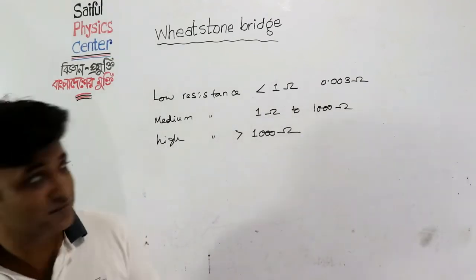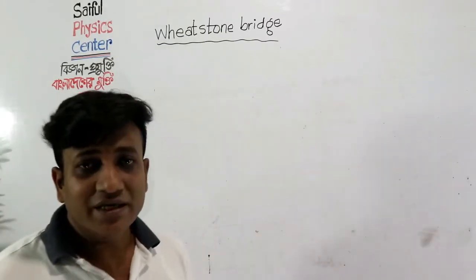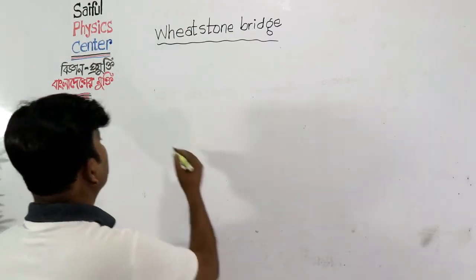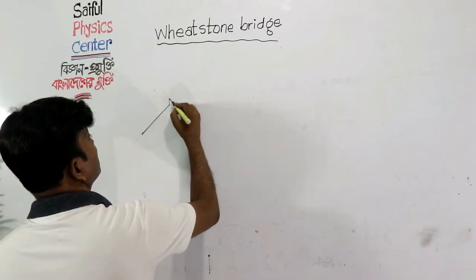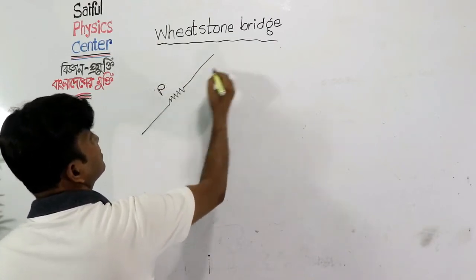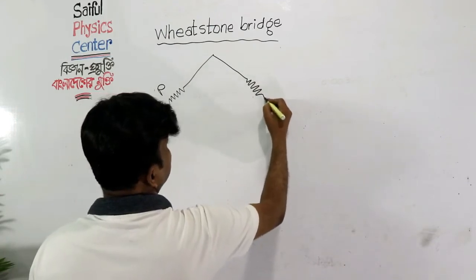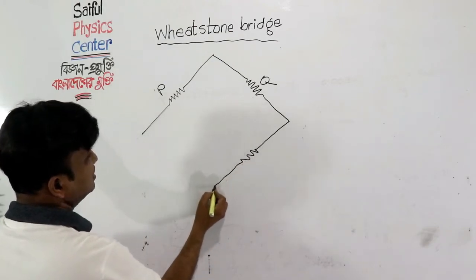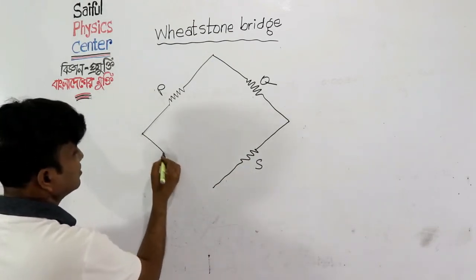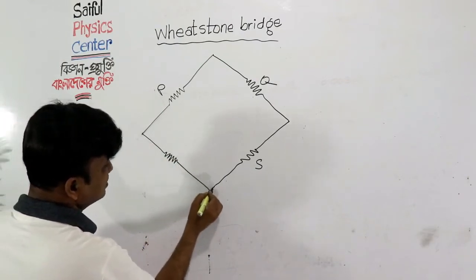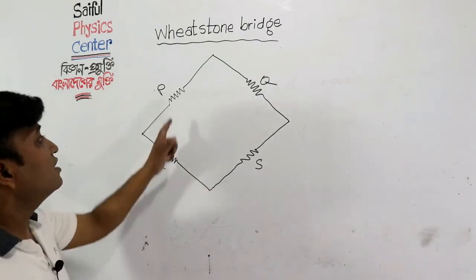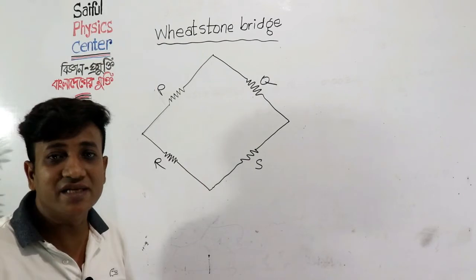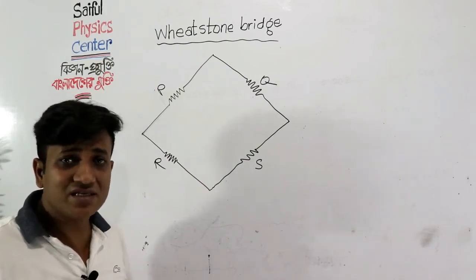Stay with me. In the Wheatstone bridge, 4 resistors are connected in series. This resistance is P, this resistance is Q, this resistance is S, and this resistance is R. P, Q, R, S. These 4 resistors are connected in series. How are they in series?